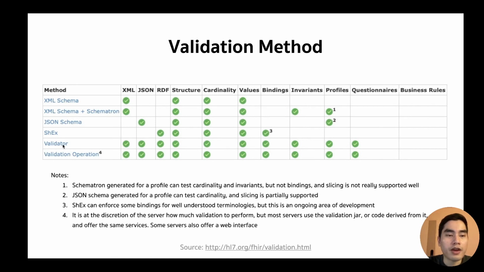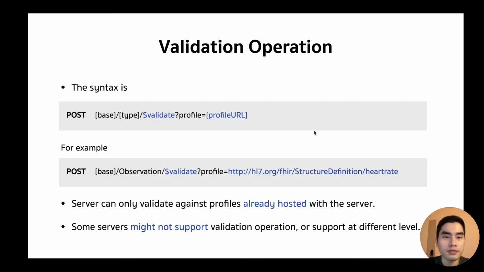These two, the FHIR validator and the validation operation, can help you validate all aspects of the resource. So my focus for today will be the validation operation. Here's some notes, you can read more here. And how to do the validation operation, the syntax here is pretty basic. Just POST or PUT the validate operation, specify a profile, and done.